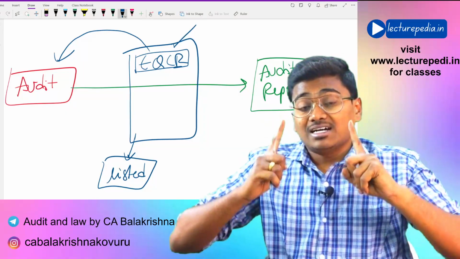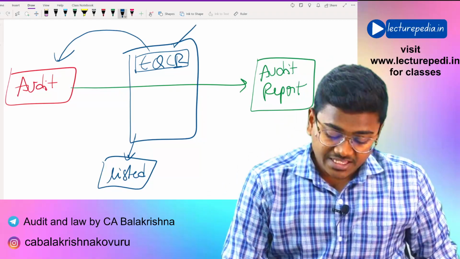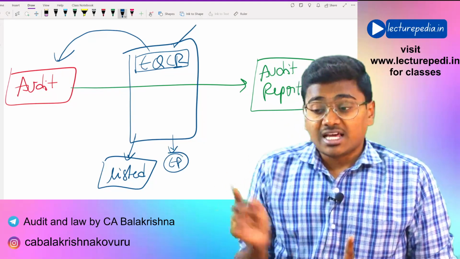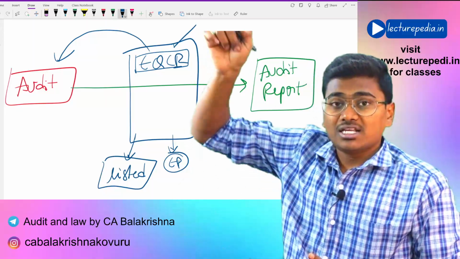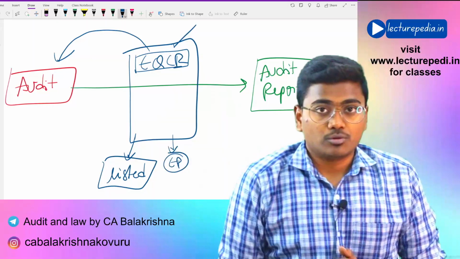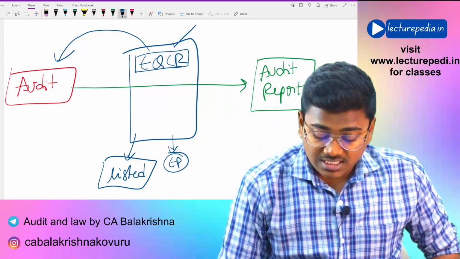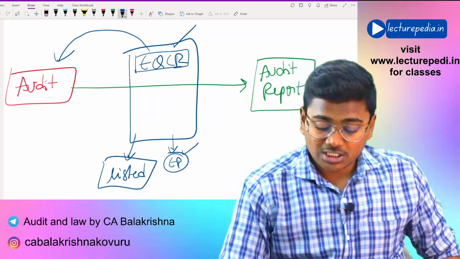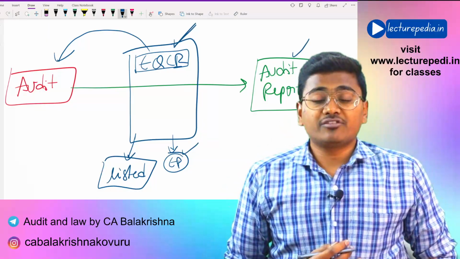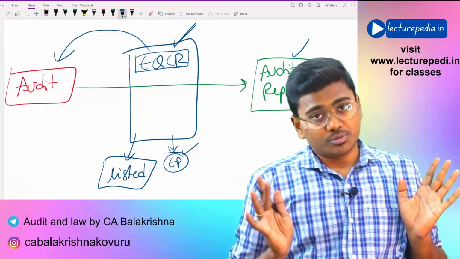And it is the responsibility of the engagement partner to ensure that the engagement quality control reviewer is appointed and he conducts the engagement quality control review. And another important point is, the engagement partner should not give his audit report until and unless the engagement quality control review is completed. Hope this is clear.